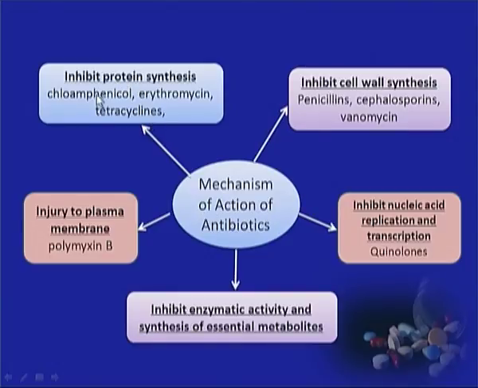First one is those antibiotics which inhibit protein synthesis. Second category is those antibiotics which inhibit cell wall synthesis. Third category is those antibiotics which inhibit nucleic acid replication and transcription. Next one is those antibiotics which inhibit enzymatic activity and synthesis of essential metabolites. Next category is those antibiotics which cause injury to plasma membranes.